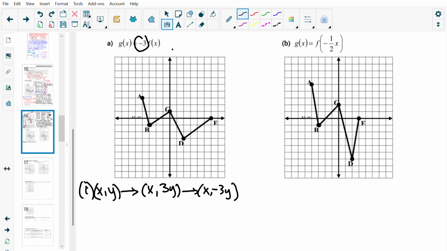Okay. First, the vertical stretch by a factor of 3. Okay. So remember, absolute value of a equals absolute value of -3. So my a value is 3. Okay, and that's my factor. And then a is less than 0, so I multiply by -3. So that's my mapping.